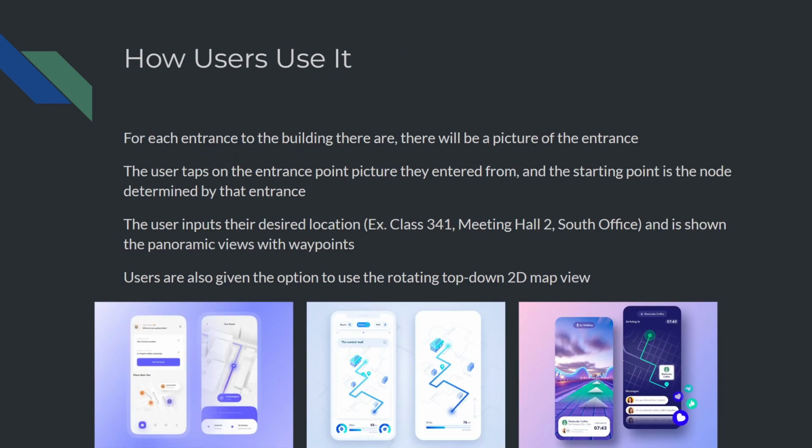So users will open the app and tap on the picture of the entrance that they entered, and that's their starting point. And then they'll use the search bar to search for their destination, like class 341, meeting hall 2, or South office, and then the app will overlay waypoints for them on the images.